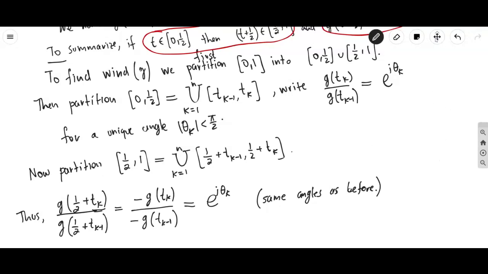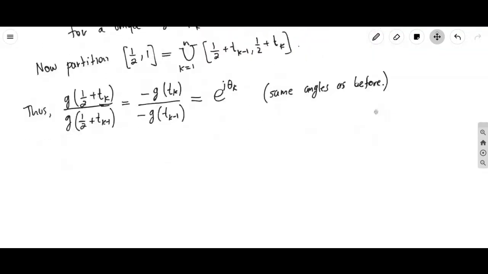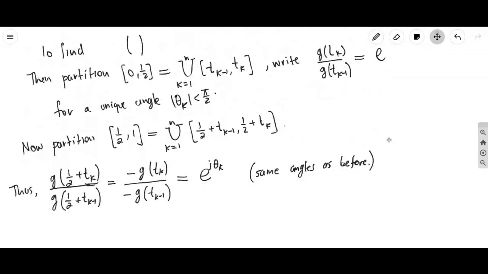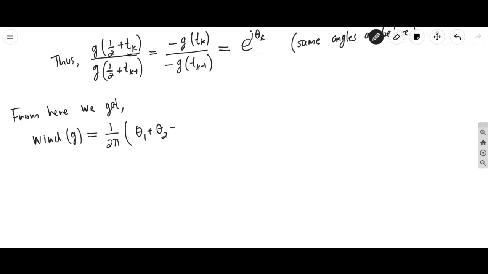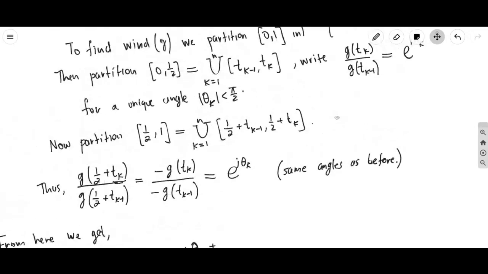Okay, so here's what we do next. Well, before we do anything, now let's say what the winding number is. So from here, we get that the winding number of G, so how do we get the winding number? It's 1 over 2 pi, and then we add up all of the angles. So we add up all of these angles, but then we have to add these angles again. We have to add these angles twice.